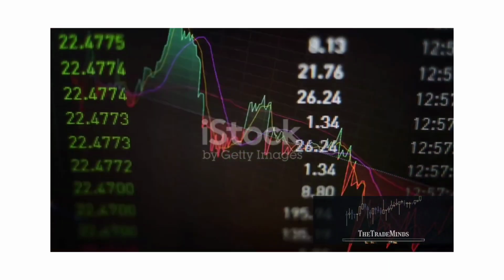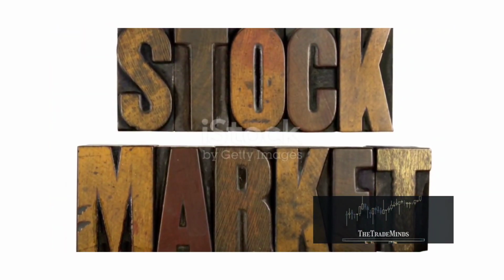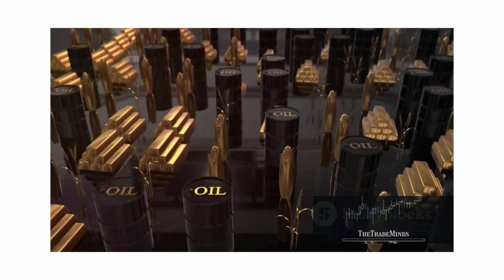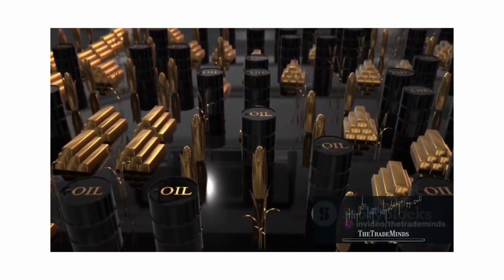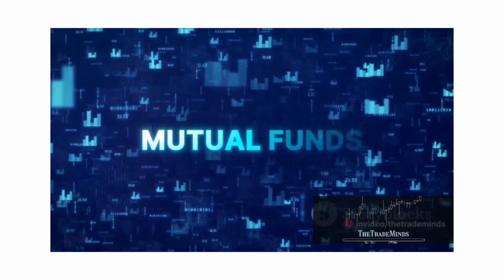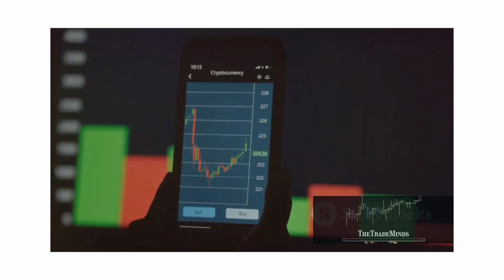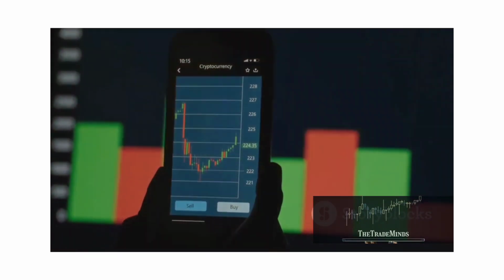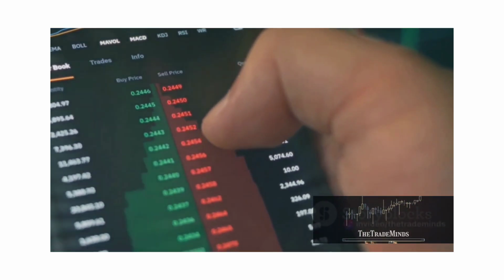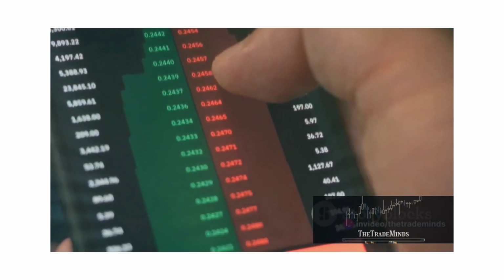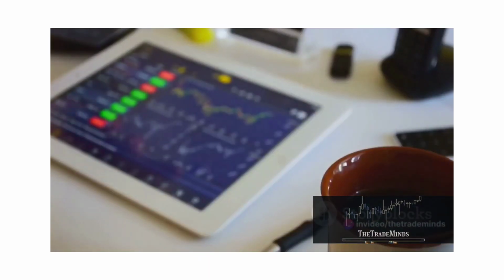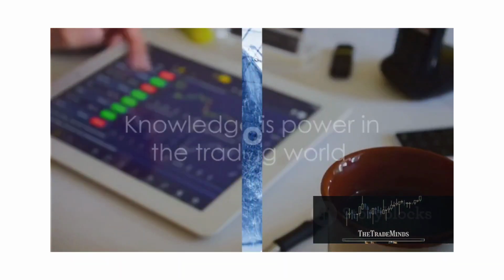Start with the simple stuff. What are stocks? They're shares in the ownership of a company. Commodities. These are basic goods like gold or oil. Mutual funds. They're investments pulled from many investors. Now, on to trading orders. Market orders are instructions to buy or sell at the best available price. Limit orders set the maximum or minimum price at which you're willing to trade. And stop-loss orders limit your loss on a trade. Knowledge is power in the trading world.